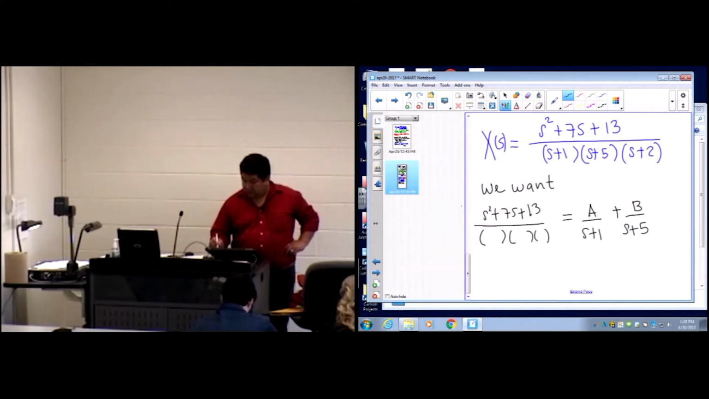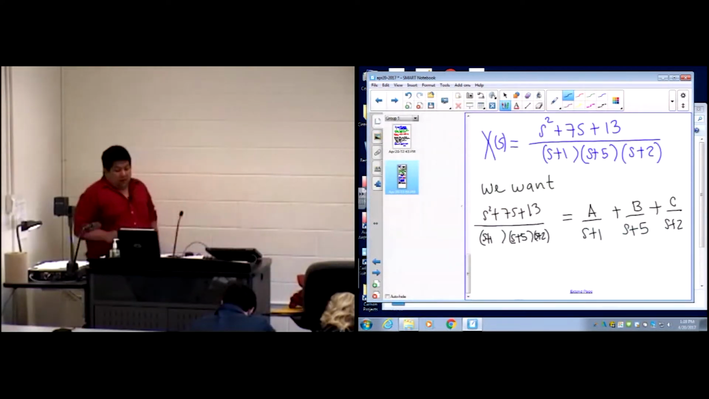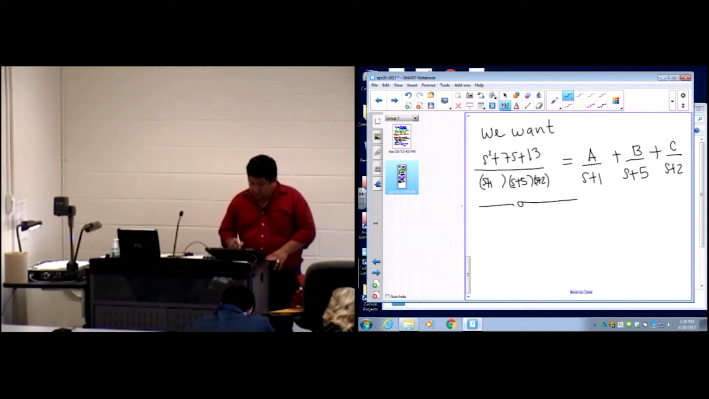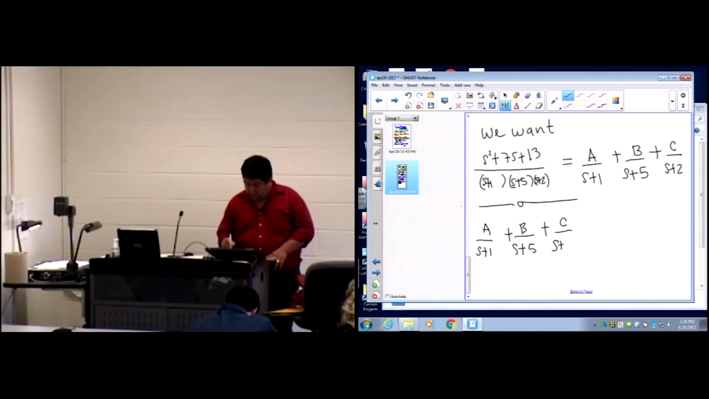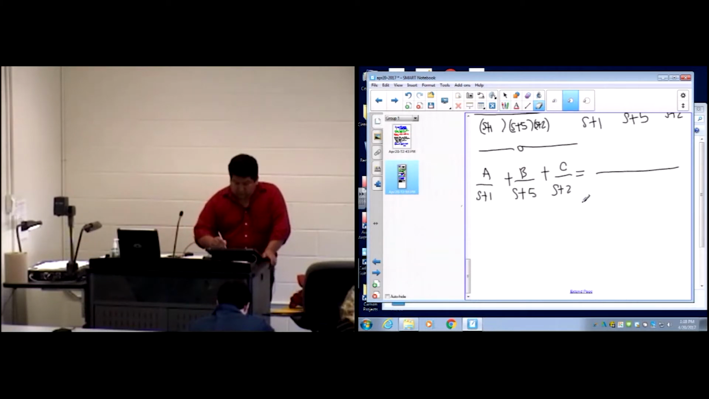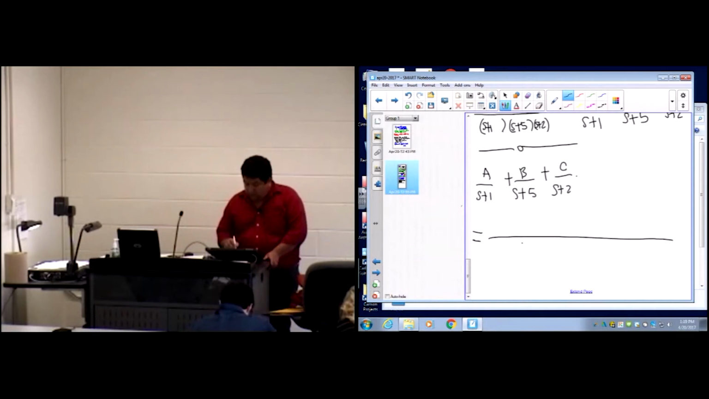So let's say, look, we add these 3 fractions, okay? We have the common denominator, that's where we're coming from, being s plus 1 times s plus 5 times s plus 2, so this would be a times s plus 5 times s plus 2. This would be b times s plus 1 times s plus 2. And then we have an extra term there, plus c times the product of the other 2. Right? This would be s plus 1 and s plus 5.